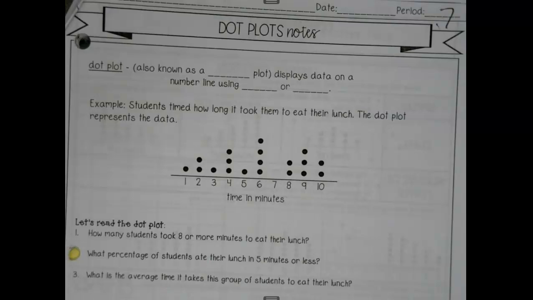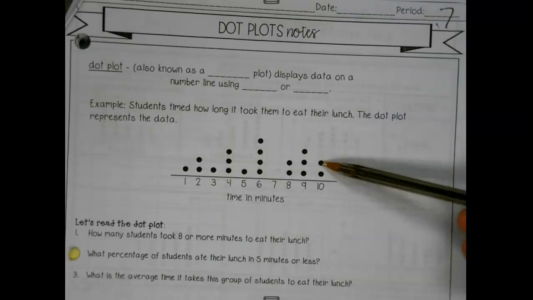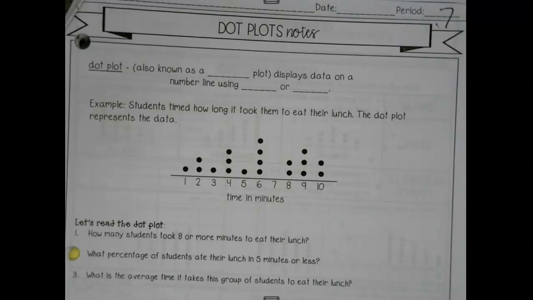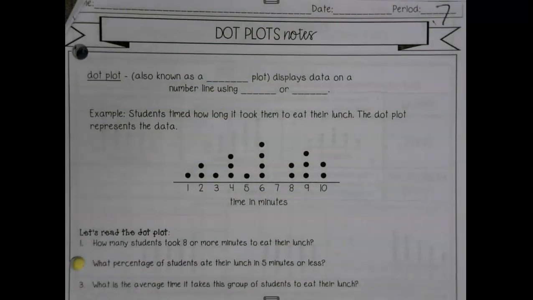We're still going to read data from a graph, a dot plot in this case, but we're also going to bring back into play a little bit of mean, median, and mode. So we can actually start to wrap up how these all go together.